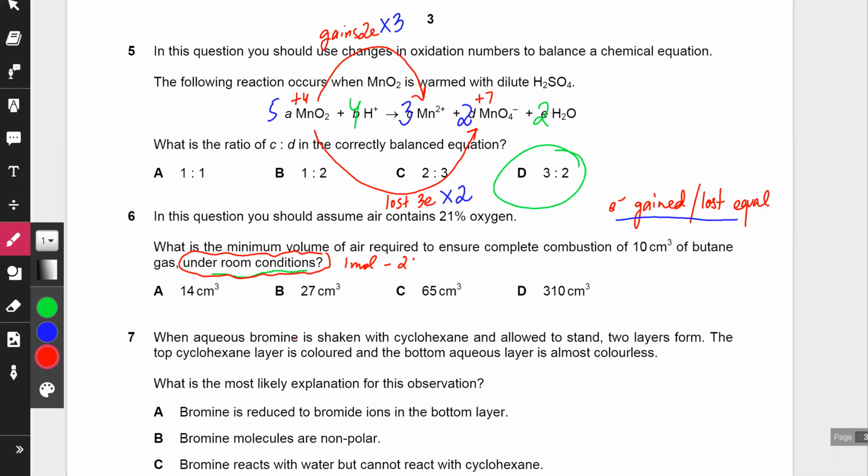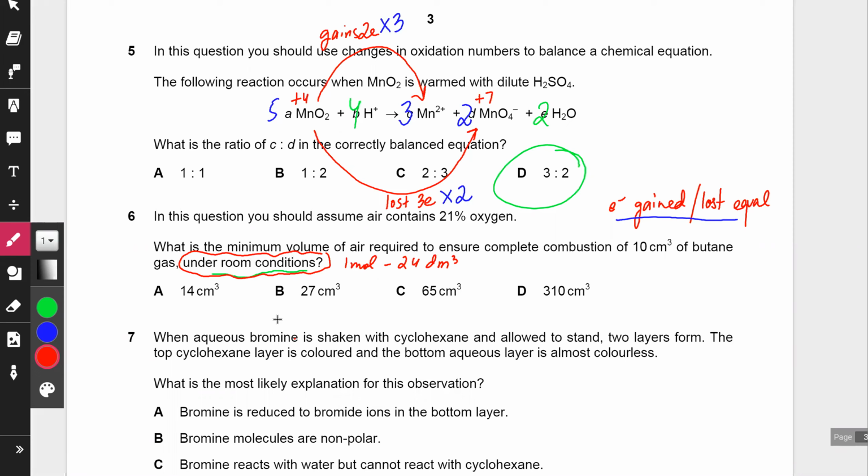This statement is only true if you're doing this at room conditions. Whenever you're dealing with a question on gases, make sure they're mentioning room conditions or not. Because if they're not talking about room conditions, then this would not be true. One of the formulas of moles, volume divided by 24 dm cube, would not work. Then you're going to use PV is equal to nRT.